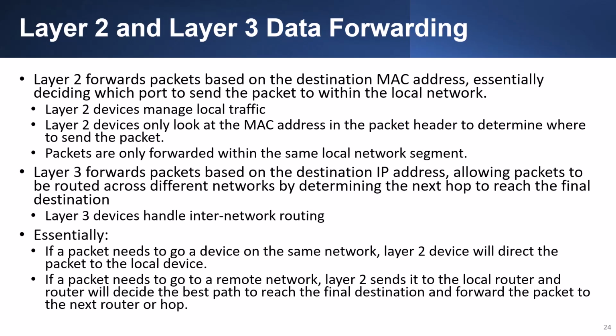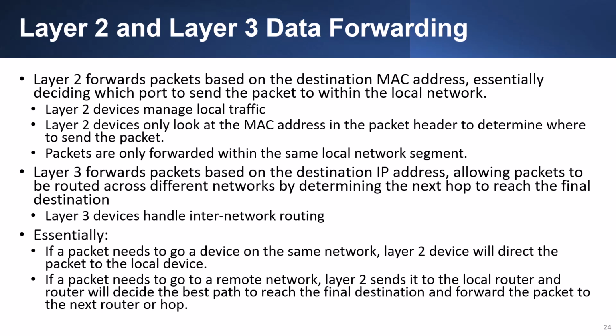Now, layer 2 forwards packets based on the destination MAC address, essentially deciding which port to send the packet to within the local network. Layer 2 devices manage local traffic. Layer 2 devices only look at the MAC address in the packet header to determine where to send the packet. Packets are only forwarded within the same local network segment.